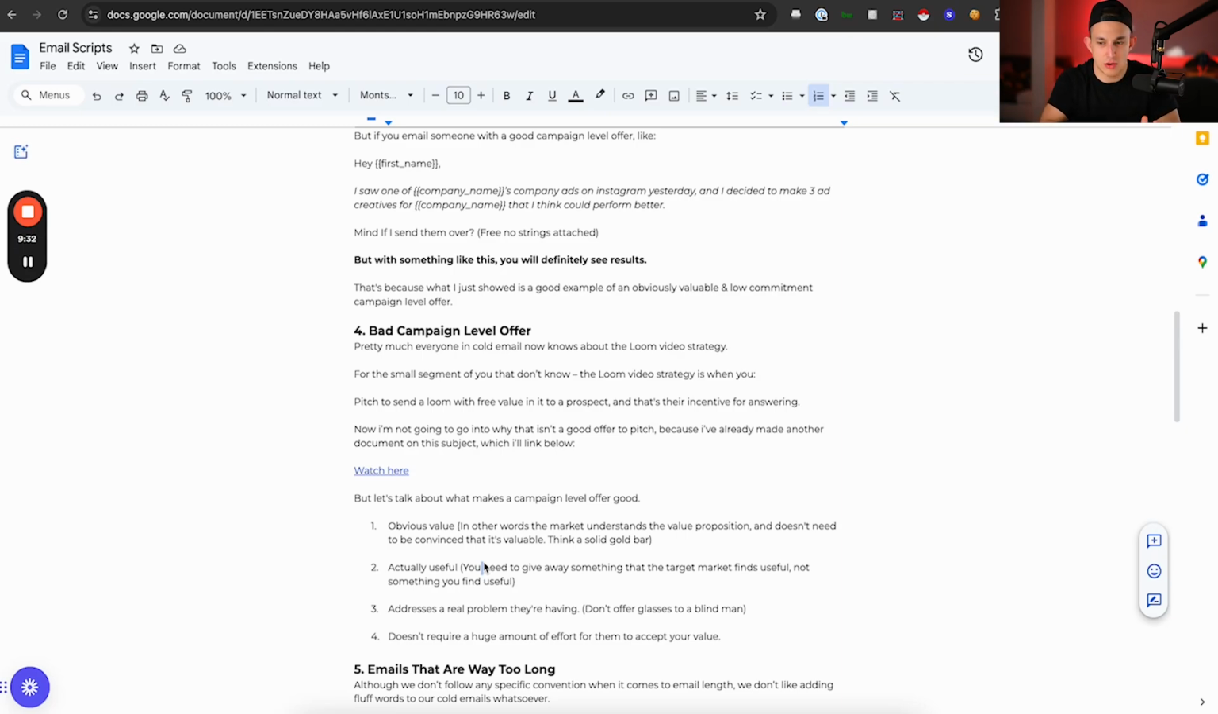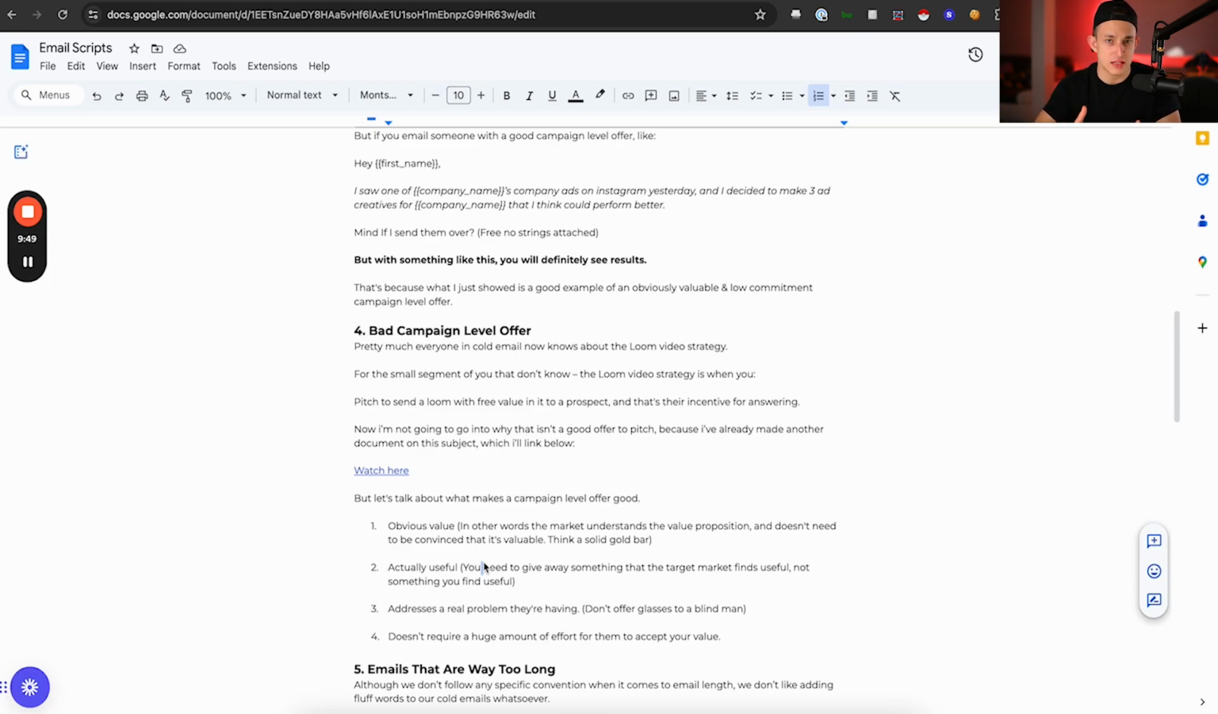They simply don't have that. They simply don't know that. And offering them a funnel audit when they don't even know what a funnel is is just not the right thing to do. You need to understand what your target market wants, which goes into the concept of actually doing market research. Okay, so you need to give away something that is actually useful.